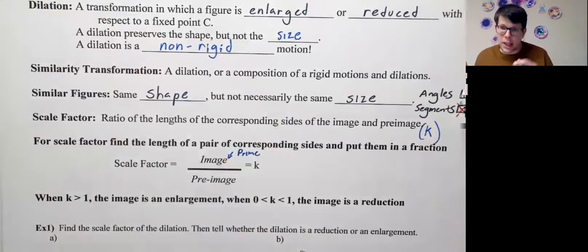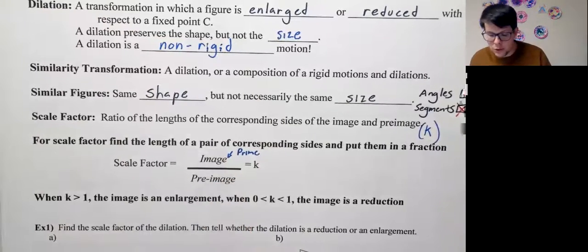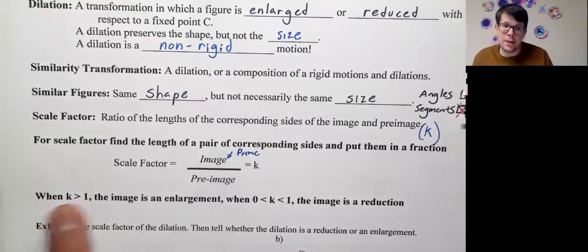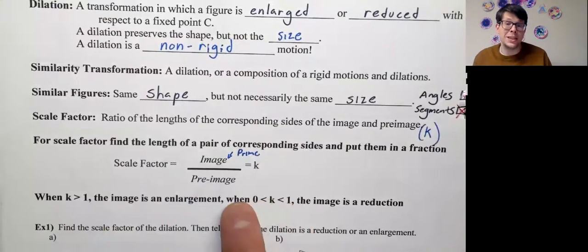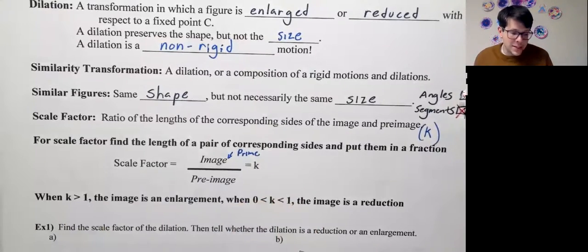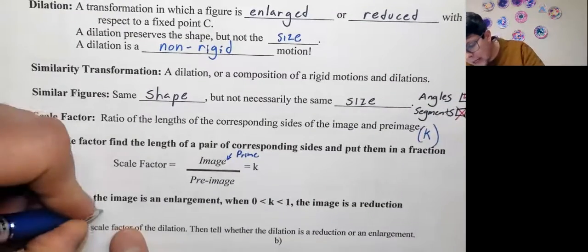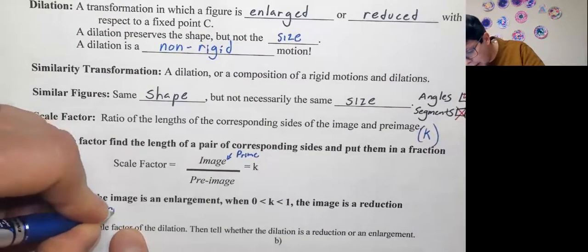Okay, so now when you're looking at the value that you come up with after you do your division, there's kind of two options that are going to exist. One option is that your K value will be bigger than 1, and one option will be that your K value will be between 0 and 1. Okay, so now when I say bigger than 1, what I really mean is that it is going to be an improper fraction.